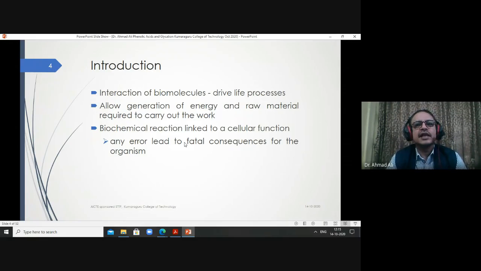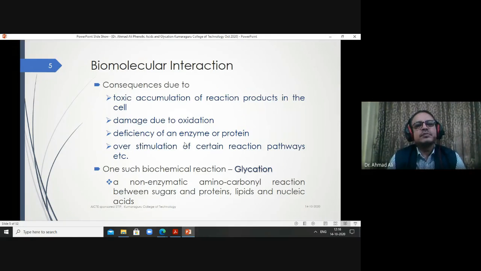So we all know that the life processes are basically taken care of by the interaction of biomolecules, which include proteins, carbohydrates, nucleic acids. So these interactions are basically meant for generation of energy and the generation of raw material required to carry out the work and other cellular processes. So if there is any error in this biochemical interaction, it may lead to an error which may have fatal consequences for the organism. So these consequences may be due to the toxic accumulation of reaction products in the cell, damage due to oxidation and deficiency of an enzyme or protein, or overstimulation of certain metabolic pathways.